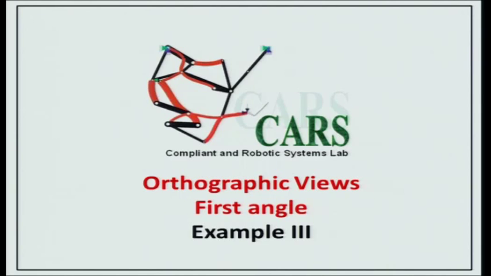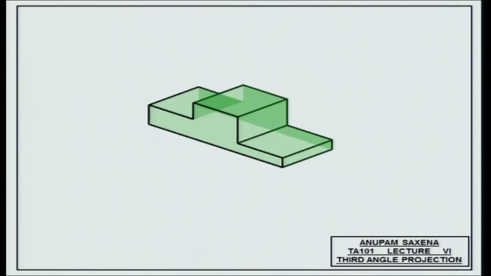All right. So, let us get started. Today we will study first angle projection. You have done lab 2 with third angle projection, and this is example 3 in orthographic views, of a very familiar object, Victory Podium.